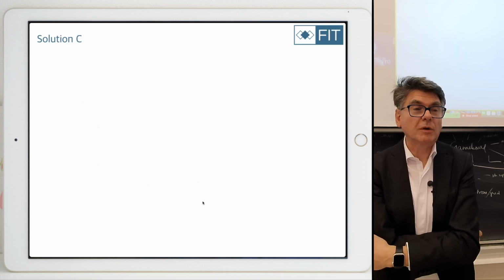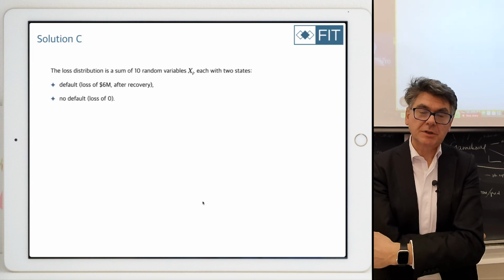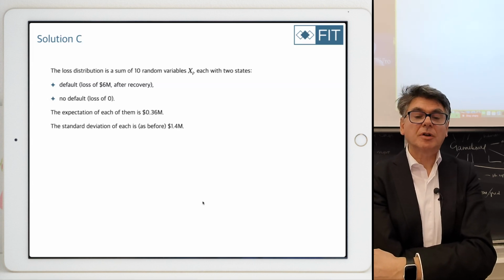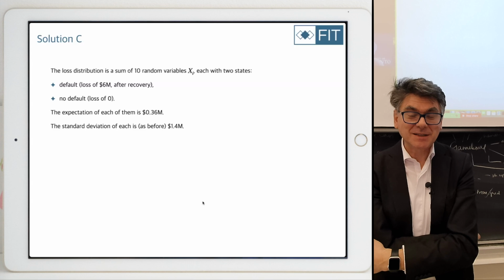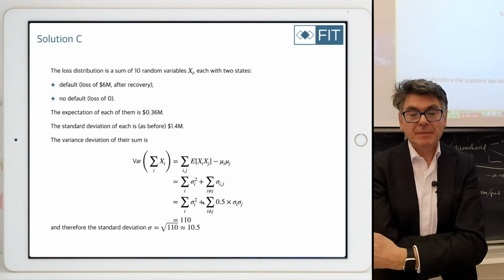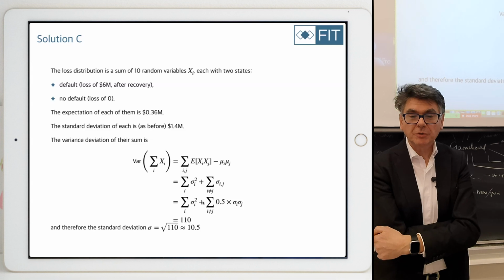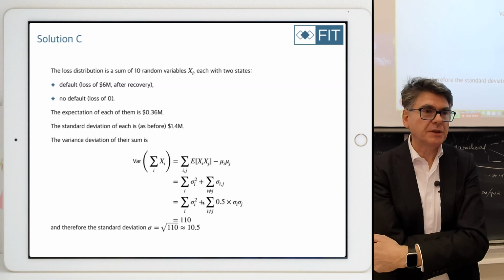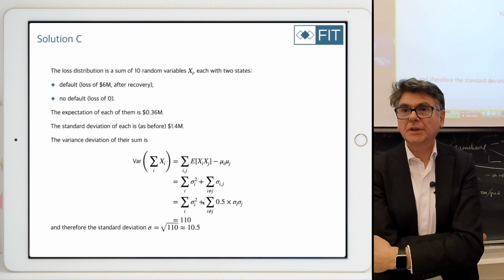Let me go to the other one with 50% correlation. There, maybe the easiest way to do it is, again, I have a random variable that is repeated 10 times. Default, no default, that's what it does. These are the individual characteristics of each of these random variables. Expectation of 360K, and the standard deviation is 1.5 million. The standard deviation of the sum is given by this expression. You know how to do the variance of a sum of correlated random variables. The expression is here in front of you. I assume you've seen this many times. There's no mystery here. And the answer is 10.5 million.